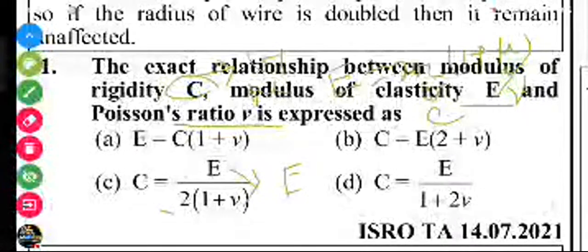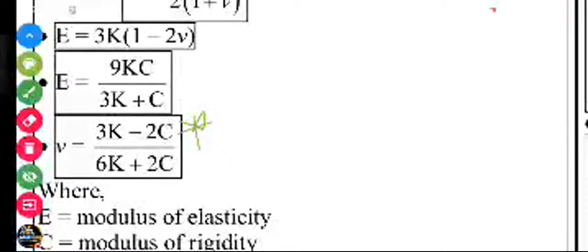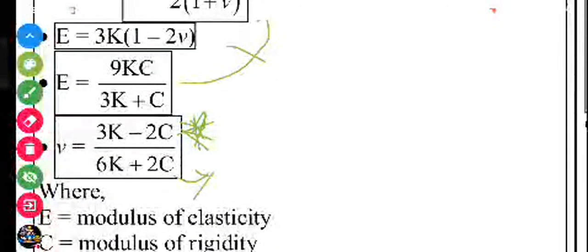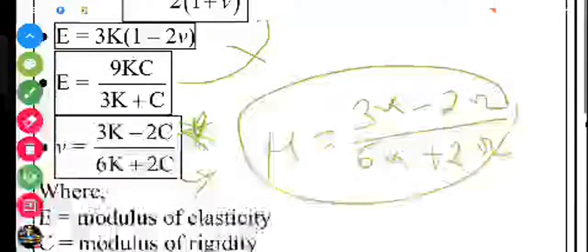The answer is E equal to 2C(1 plus mu). C is the answer. This is the important format. Okay, remember it. This type of format is coming in the next exams' pattern, because this type of pattern has already come many times. So our trend is changing, and this type of question is coming. So mu equal to (3K minus 2G) by (6K plus 2G). Remember it.